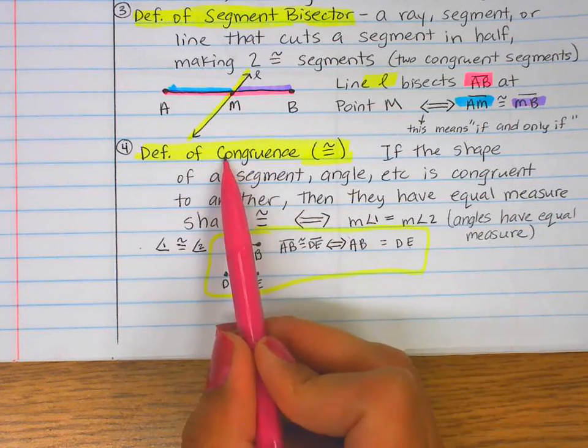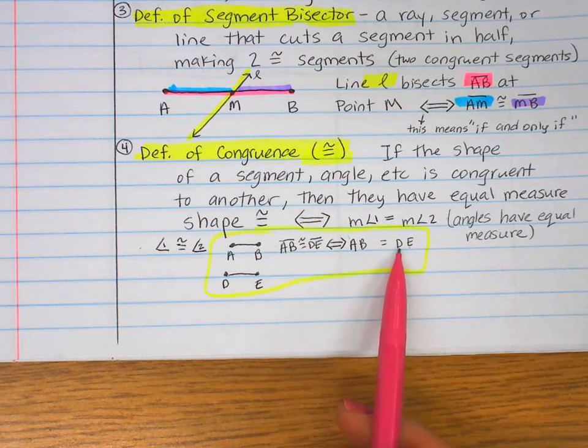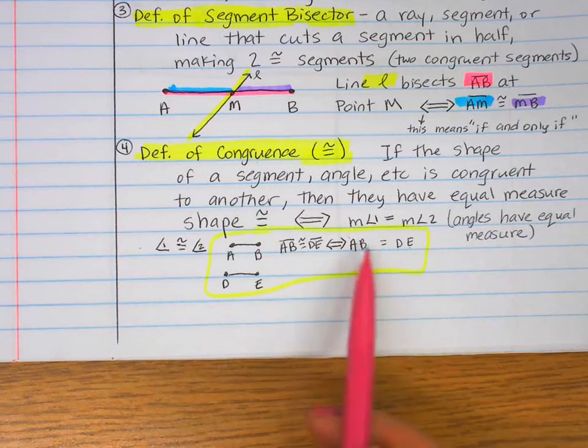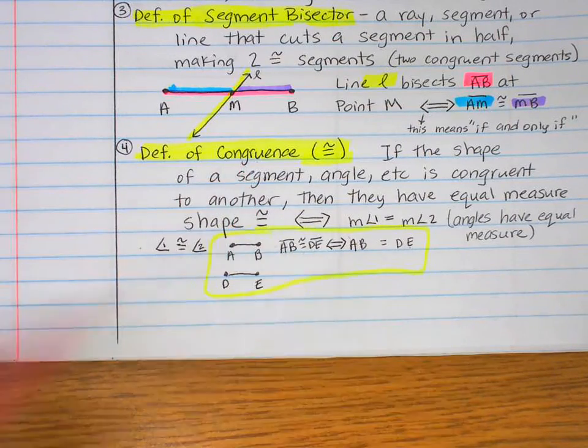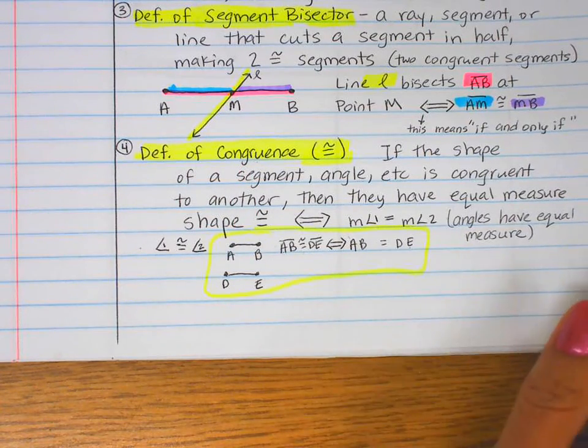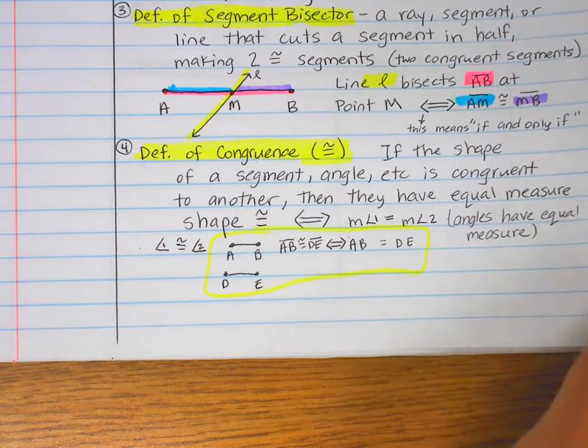So definition of congruence can go both ways. If you have two things congruent and you want to say that they're equal, that's definition of congruence. If you have something equal and then you want to say it's congruent, definition of congruence. It'll make sense when we use it. So this is in your notes, especially so that you can refer back to it.